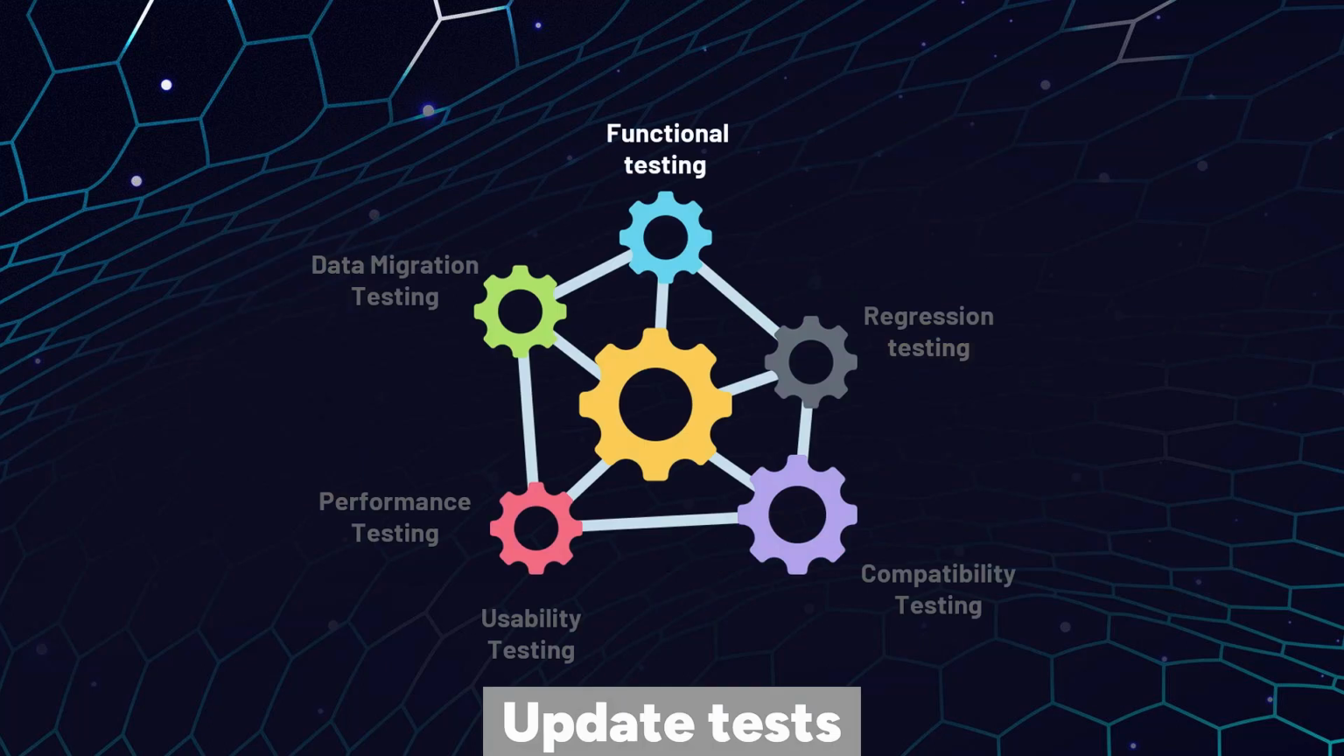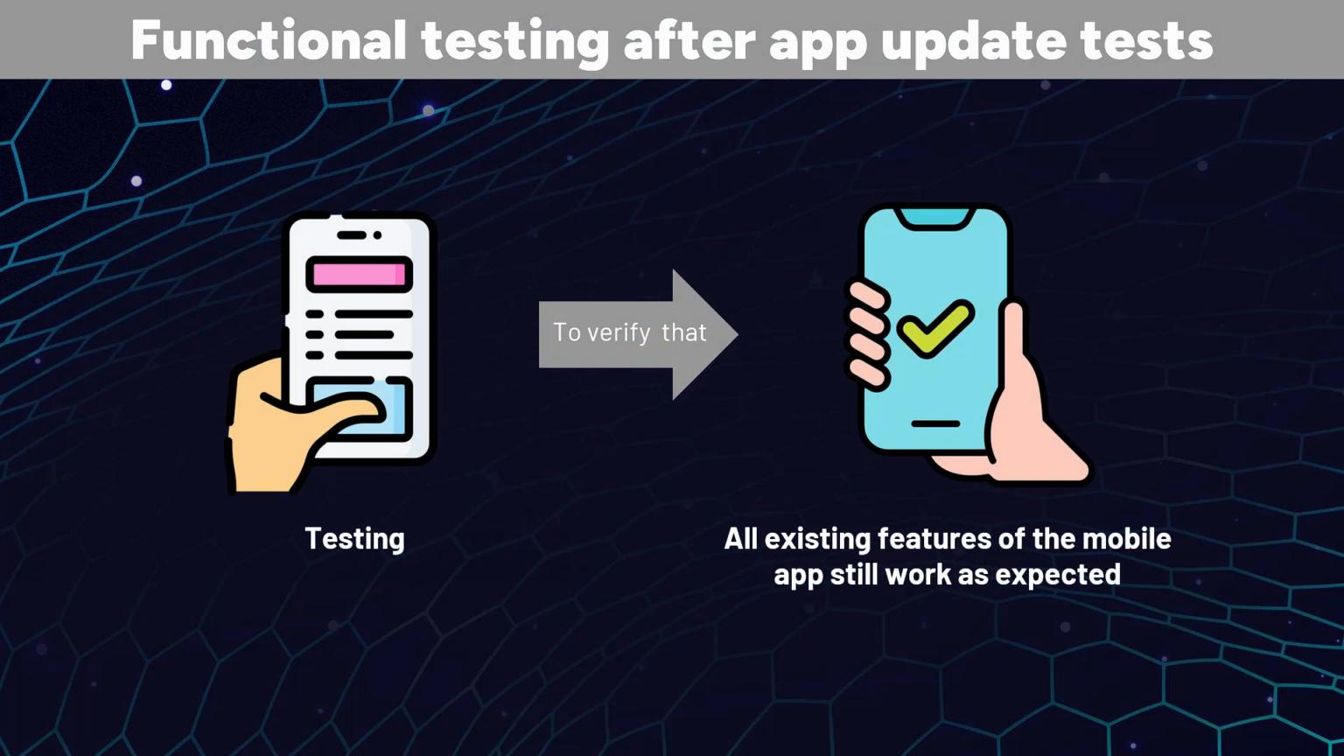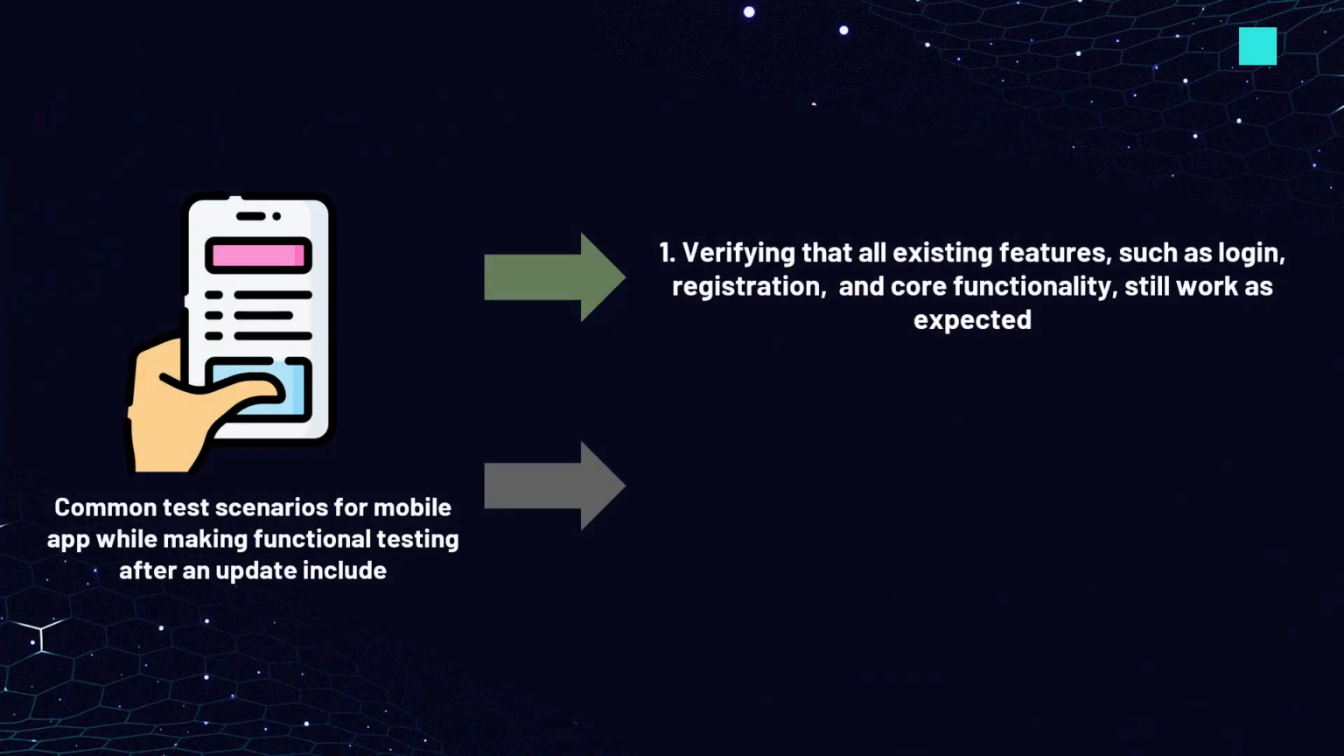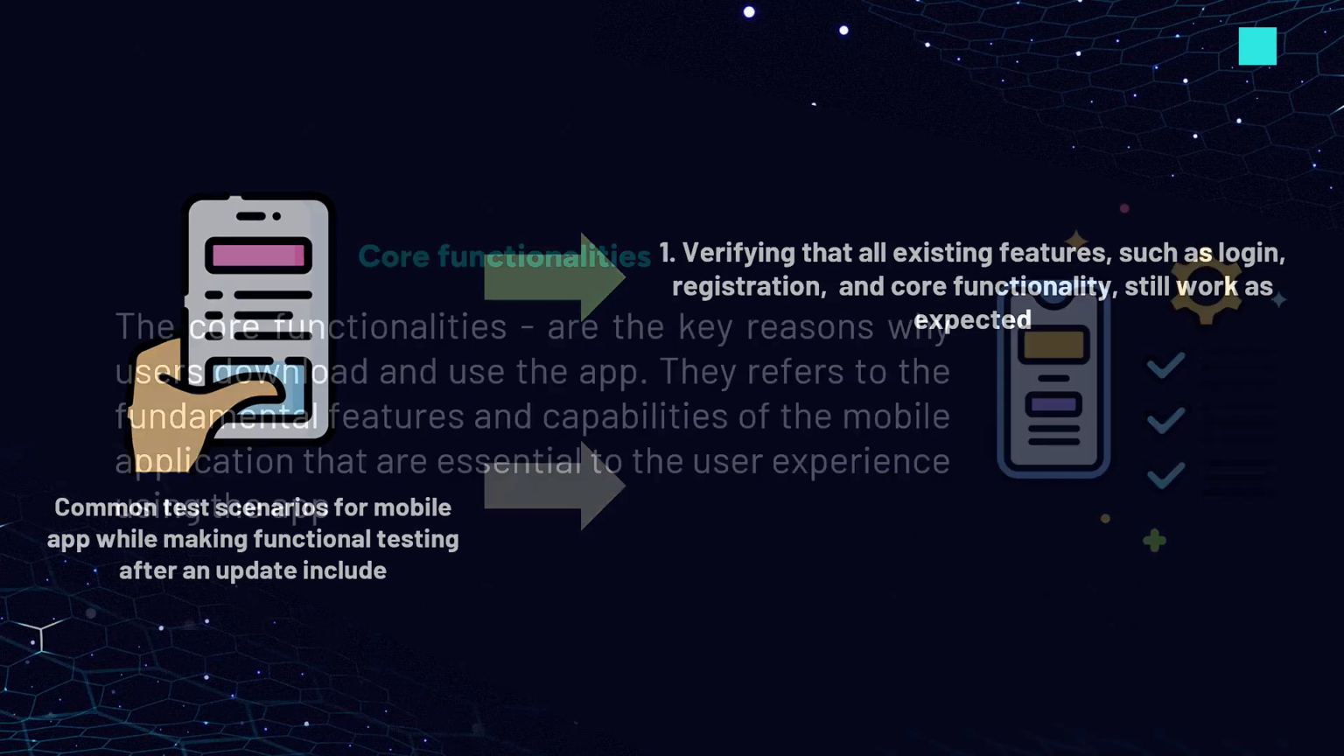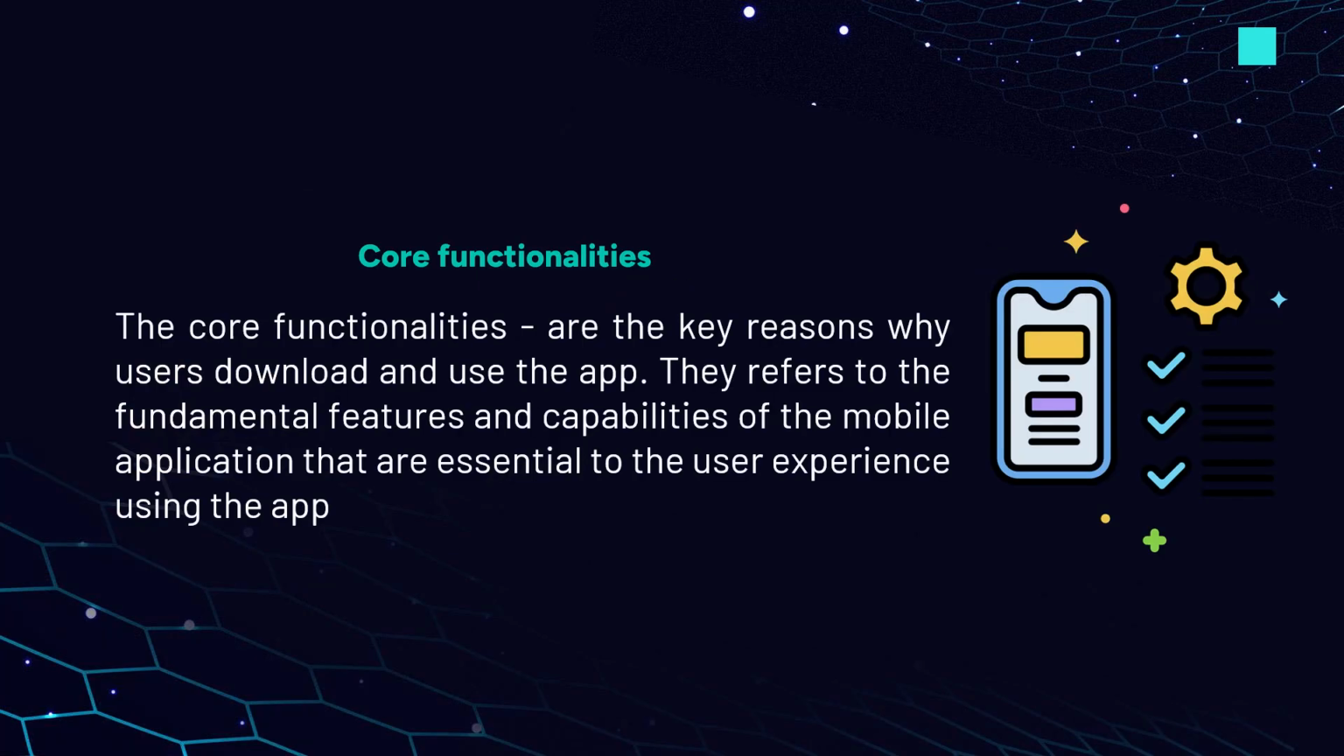The first key aspect is 1. Functional testing. App updates aim to add new functionality or improve or fix the current functionality of the application. During functional testing, testers verify that all the existing features of the mobile app still work as expected after the update. The common test scenarios that you can consider for your mobile app while making functional testing after an update include 1. Verifying that all existing features such as logging, registration, and core functionality still work as expected.